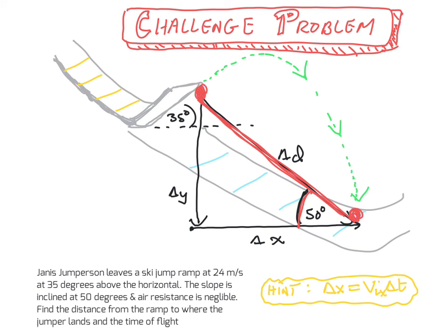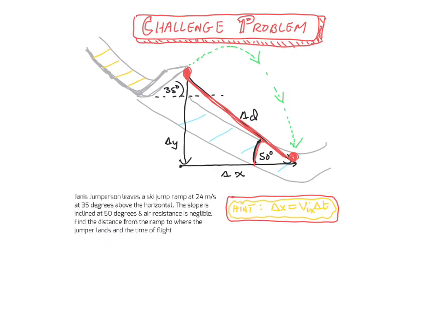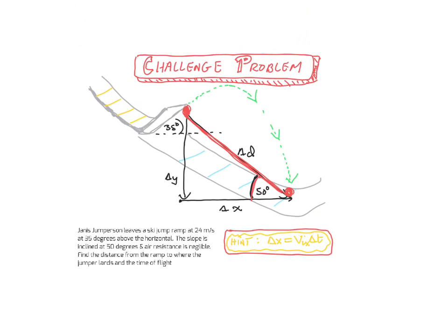Now just a little hint in terms of answering this. My top hint is to remember that delta dx is equal to Vix delta t. Okay, so I'm just going to leave this particular problem with you guys to solve, and we'll take it up tomorrow.